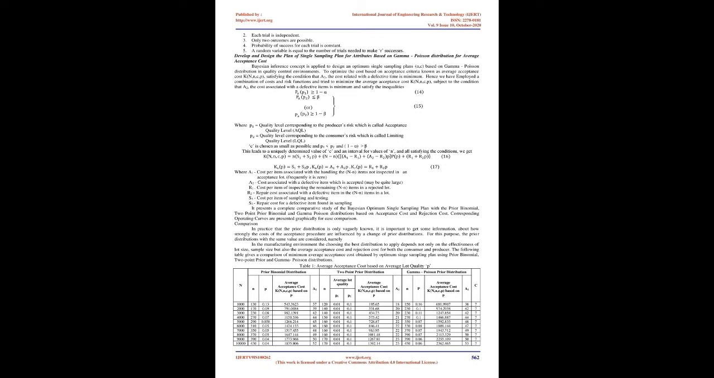Two-point prior binomial distribution. The two-point prior binomial distribution was given by Hald, having the probability density function defined as f(p) equals w1 if p equals p1, and w2 if p equals p2 (7), where w2 equals 1 minus w1, and the w's and p's are to be known.